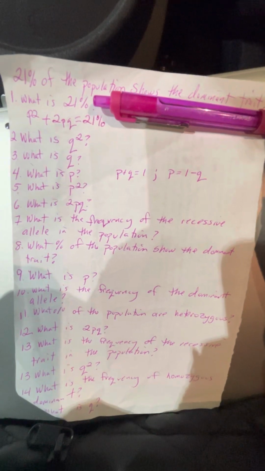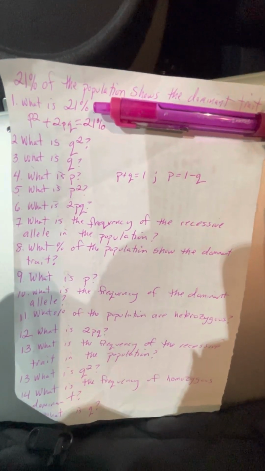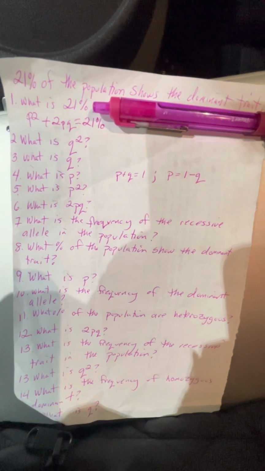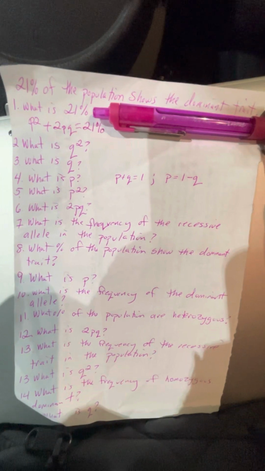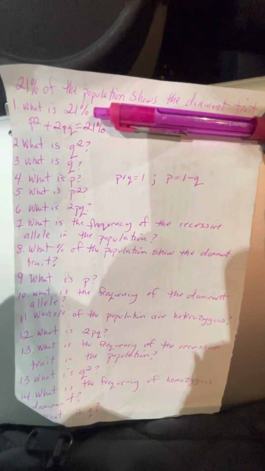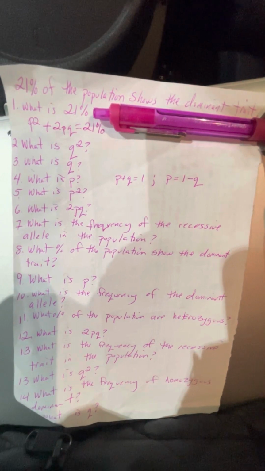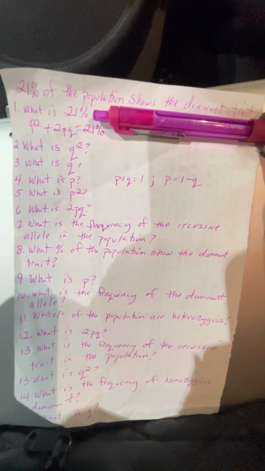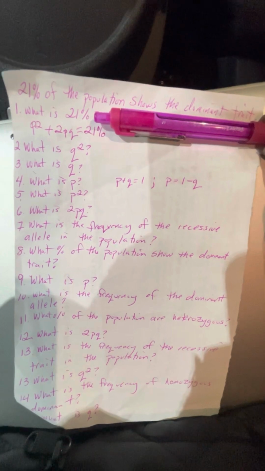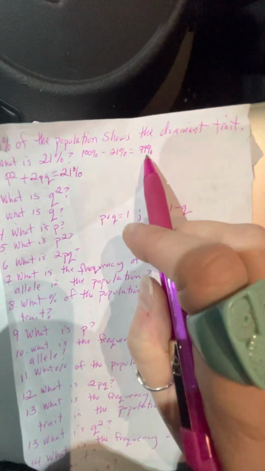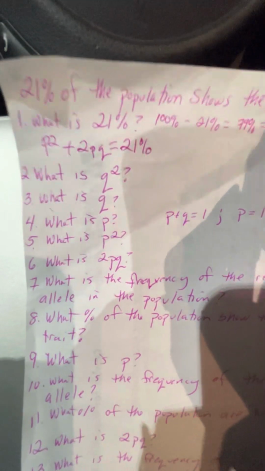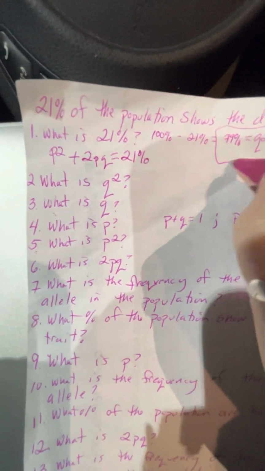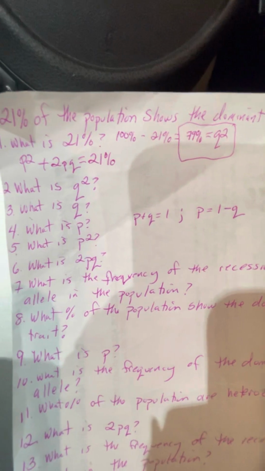So how does this information help us in building our Hardy-Weinberg? Well, if the equation is P squared plus 2PQ plus Q squared equals 1, and we know that P squared plus 2PQ are 21%, then we can take 100% minus 21, and that tells us that Q squared is 79%. And that is the most important piece of data that we have figured out here.